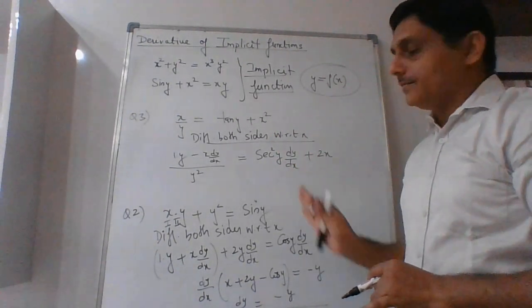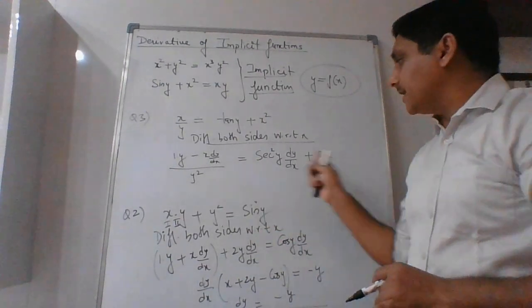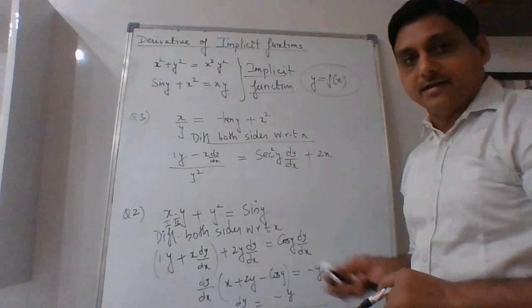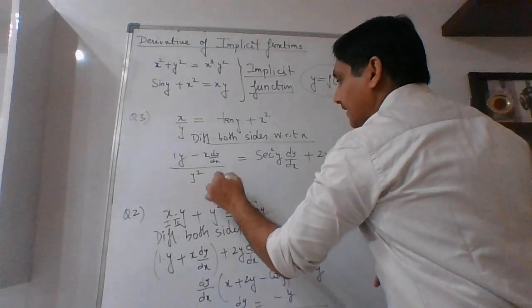Now after this it's a matter of calculation again, so just cross multiply this y square on this side and club all the terms of dy upon dx on one side. So this is how you will proceed.